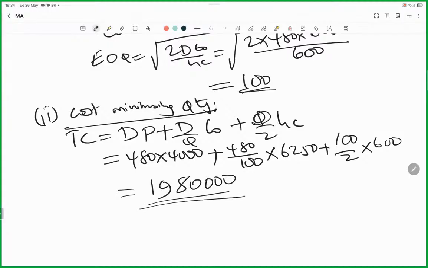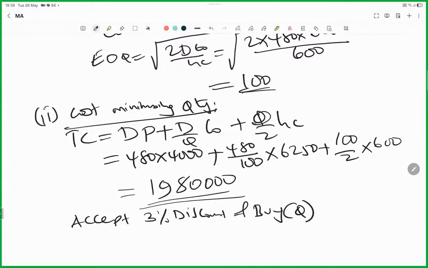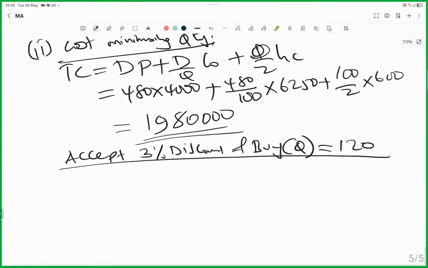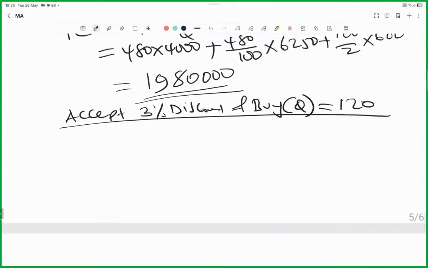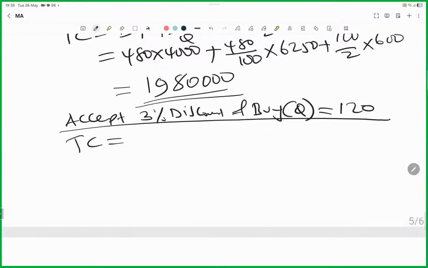Now from there, we take care of the discount. We first accept a 3% discount and buy. So we accept 3% and buy what quantity? We buy 120. So we go one discount at a time. So remember here, we shall not start looking for EOQ. We shall go straight away and get total cost.